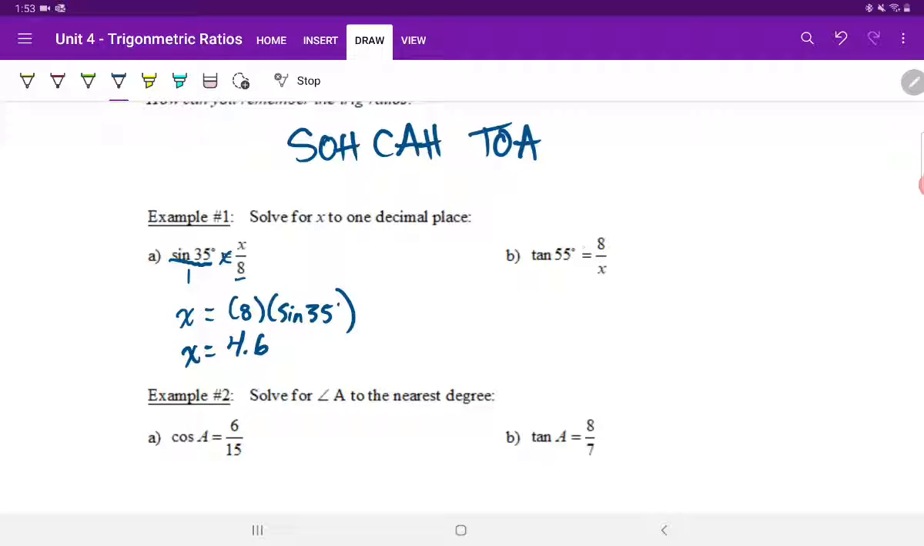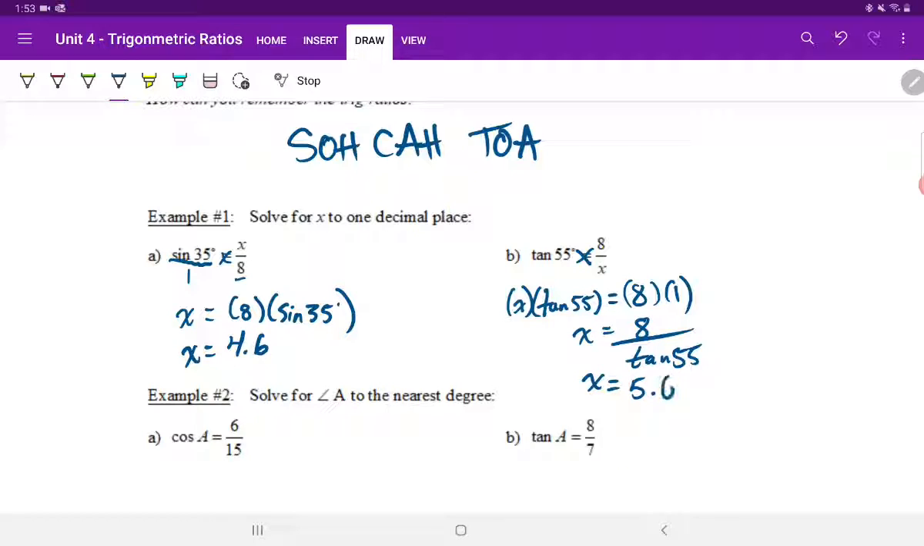The x can be in the denominator as well, and you can still cross multiply, and you get x times tan 55 is equal to 8 times 1. Solve for x, so divide out the tan 55. So there's this extra step when the x is in the denominator. Okay, but nothing that we can't handle.